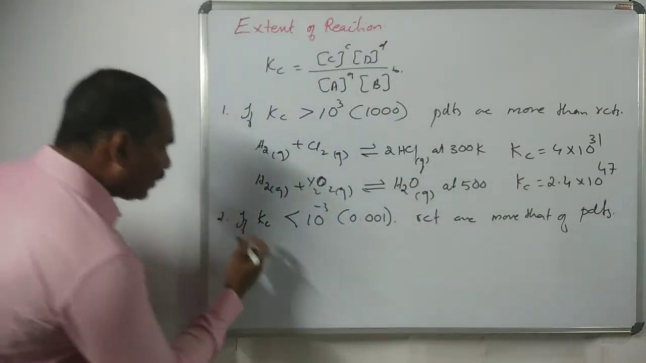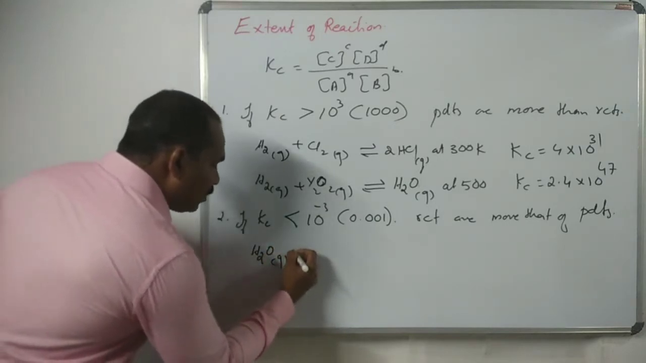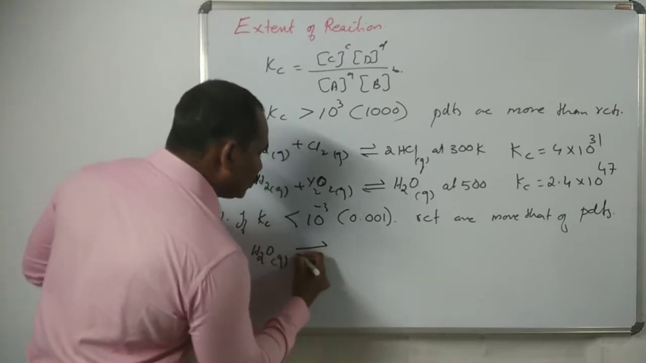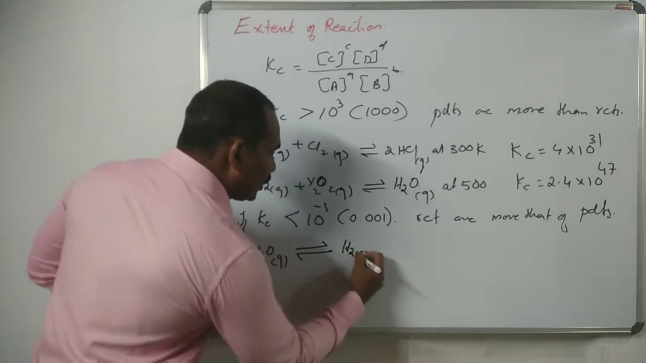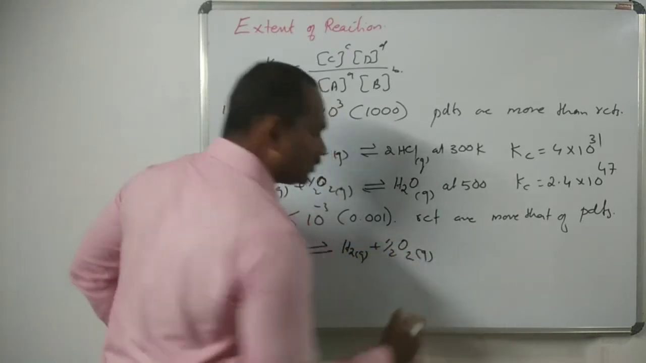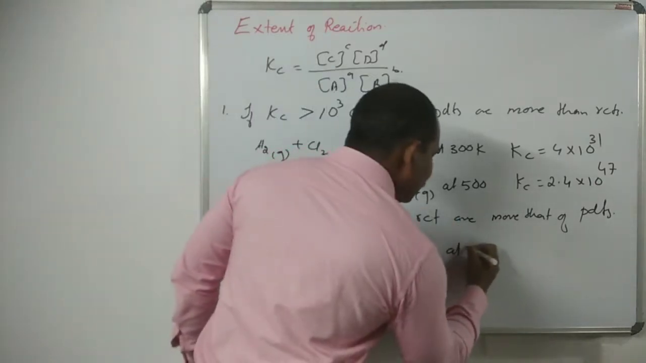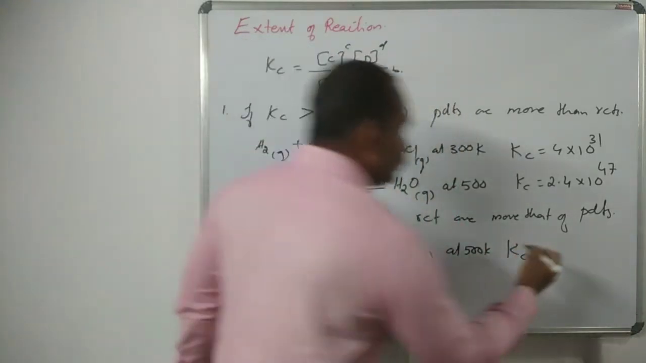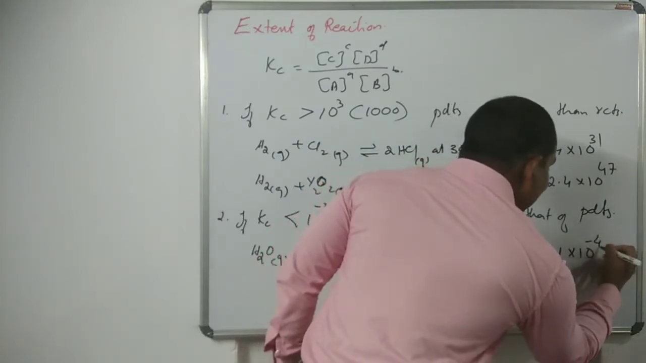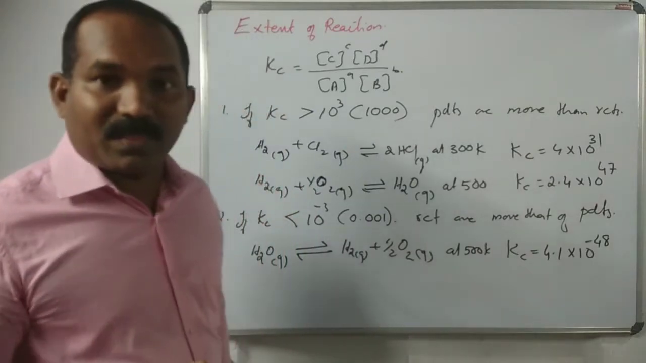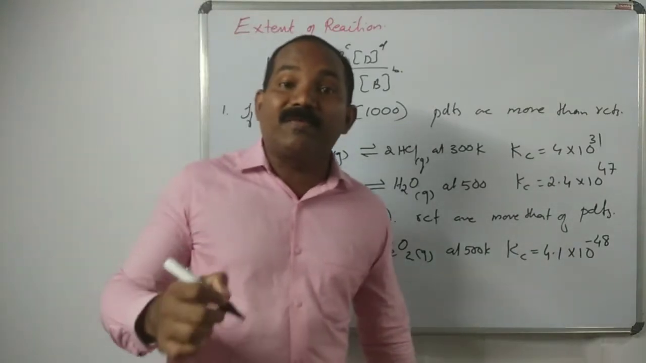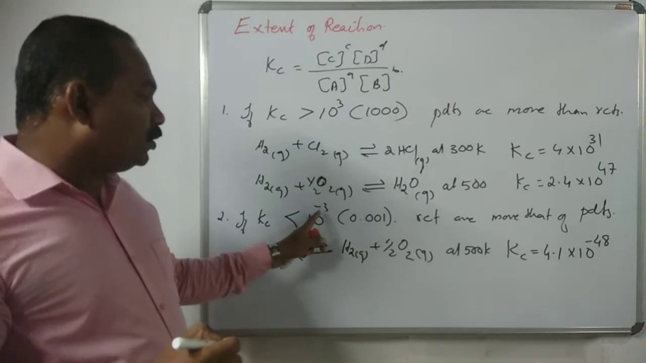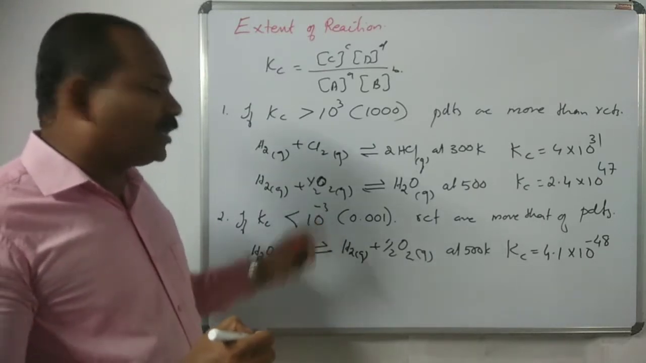For example, H2O gas decomposes to give H2 gas plus half O2 gas at 500 Kelvin. Kc is equal to 4.1 into 10 raised to minus 48. The Kc value is very small, 10 raised to minus 48, which is too small as compared to 10 raised to minus 3.